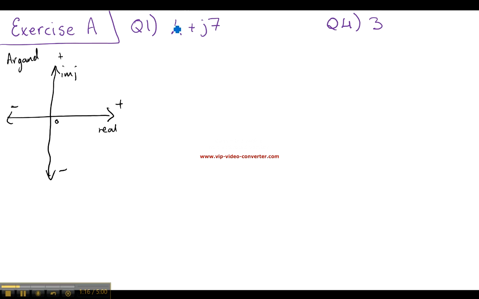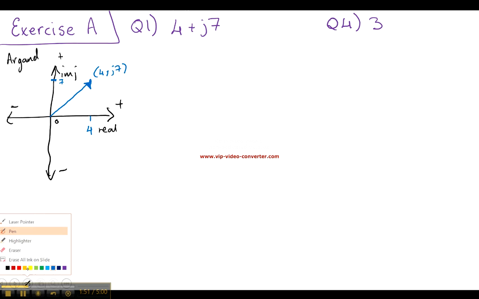we very simply know we have 4 as our real number, so we go out a distance of 4, and we go up a distance of 7. This isn't really to scale, but sure, let's say that's 7. So the point must be up here, and we can draw a phasor. That is our point for 4 plus j7.